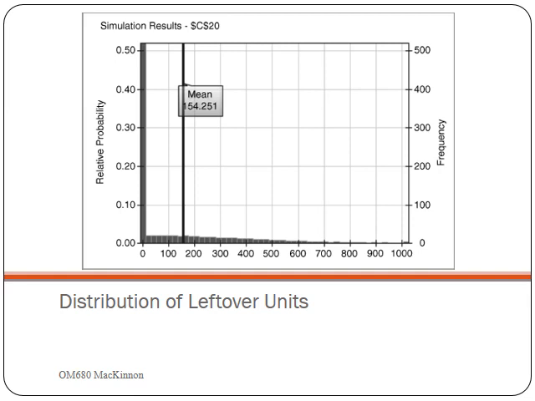Likewise, in the number of leftover units, the mean is about 154. Okay, and so that represents, again, a fair amount of risk. We want to minimize the number of leftover units, secondary to maximizing our profit.